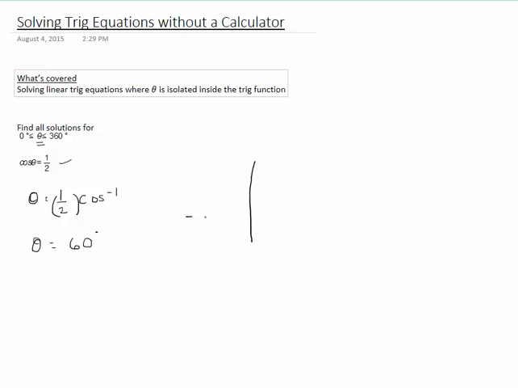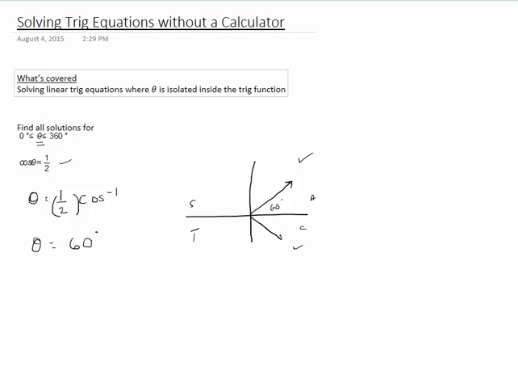Now, because of our domain of 0 to 360, we have to be sure that we have them all. So 60 degrees is our angle there. And remember our CAST principle, C-A-S-T. That means the ratio is positive here. So where else could we produce an angle of 60 degrees with a positive ratio of 1/2? Cos is positive here.